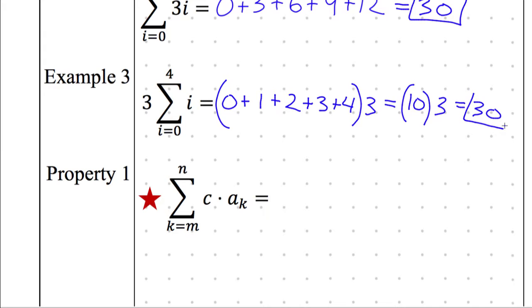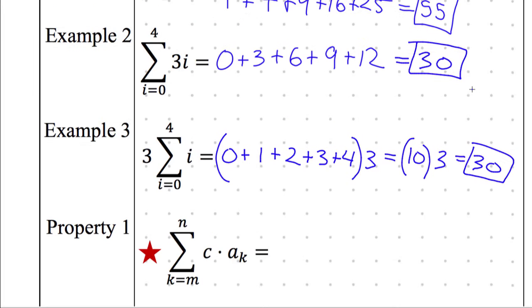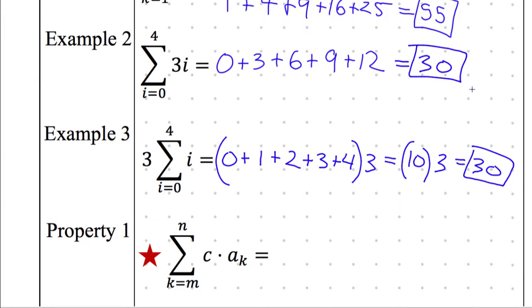30 again. What do you notice about example 3 and example 2? It's the same thing. It's just that they distributed the 3 out. Yeah, you factored out the 3. It's the reverse of distribution, right? Yeah, so you reverse distributed a 3. You factored out a 3, and you still get the same answer, which leads us to our rule.